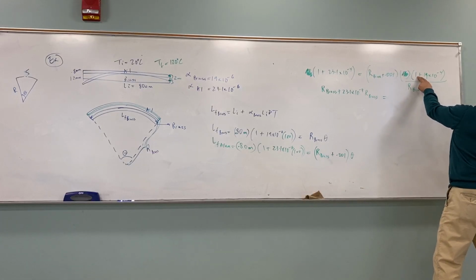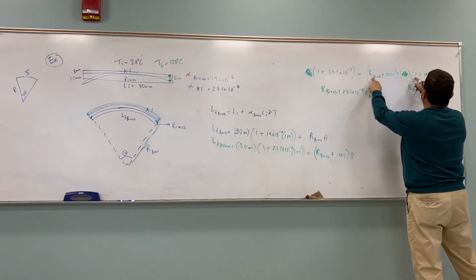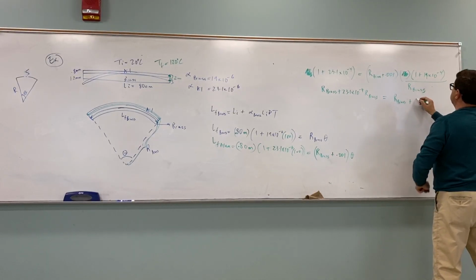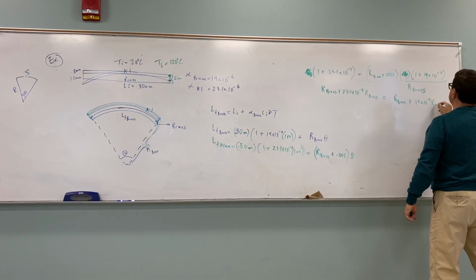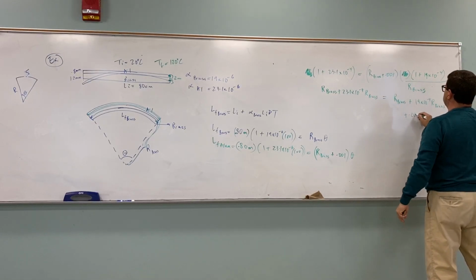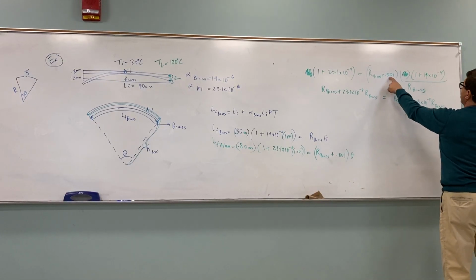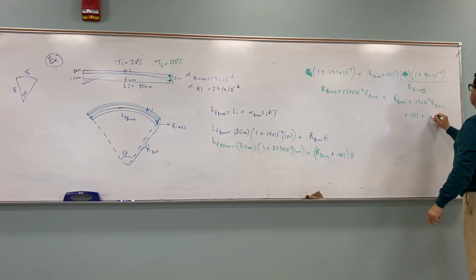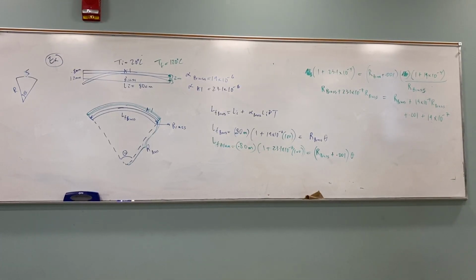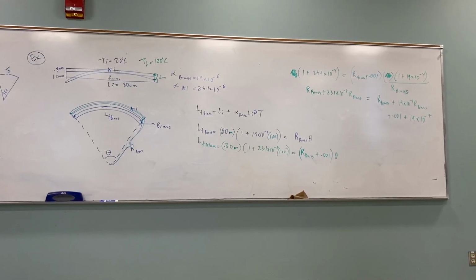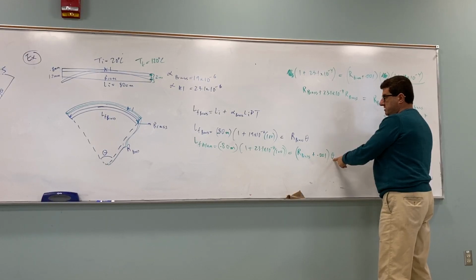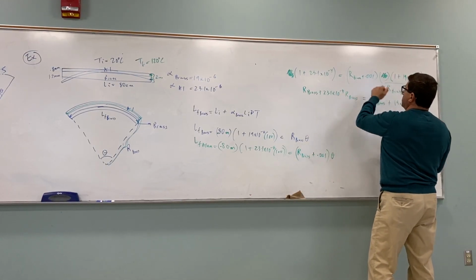And then this one can multiply with this: R brass times 1 plus R brass times that, plus 0.001 times that, plus 0.001 times that. Then after that, just simplify, right? So the way I did it was I solved for theta and plugged it into this theta. And now I'm solving for R brass.